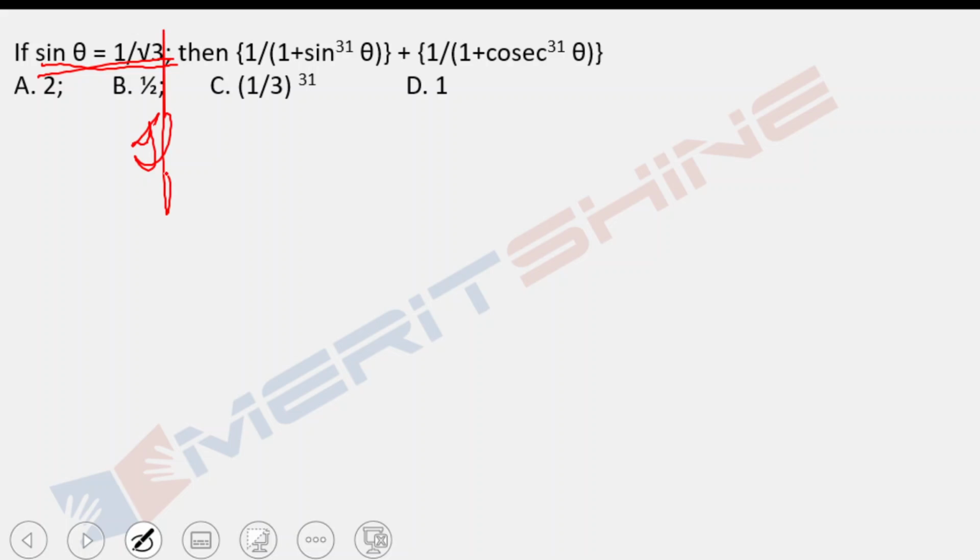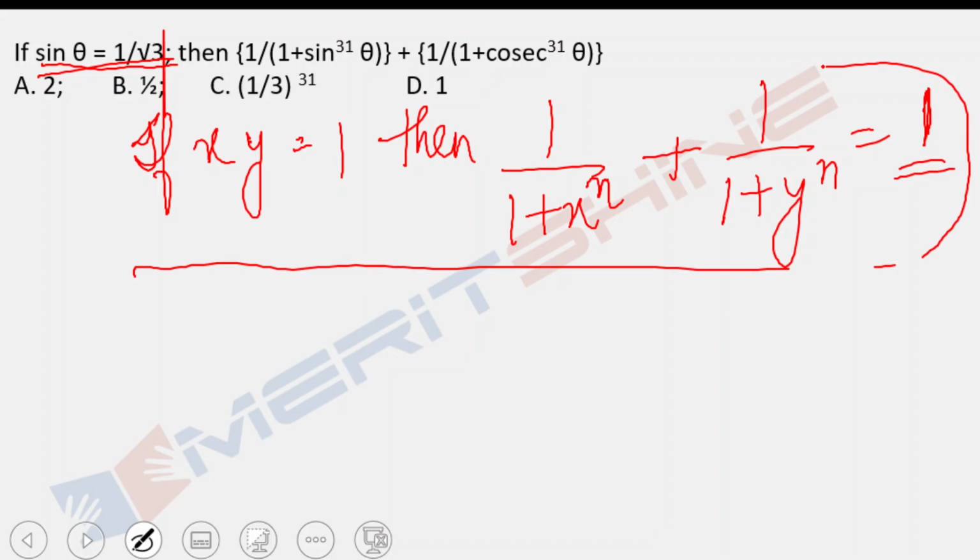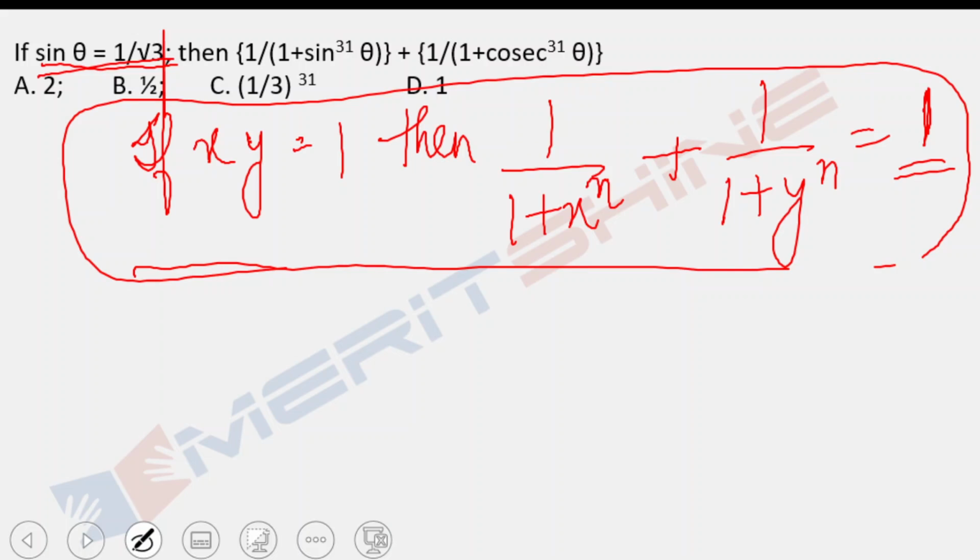There is a theorem in algebra which says if xy is equal to 1, that is the product of xy is equal to 1, that means one is the reciprocal of the other, then the value of the expression 1 by 1 plus x to the power n plus 1 by 1 plus y to the power n, whatever the value of n, would always be equal to 1. This is the theorem of algebra that we are referring to. You all have done algebra, so you will know this theorem obviously.